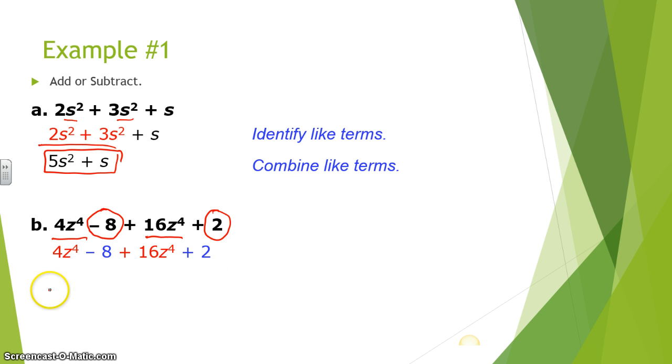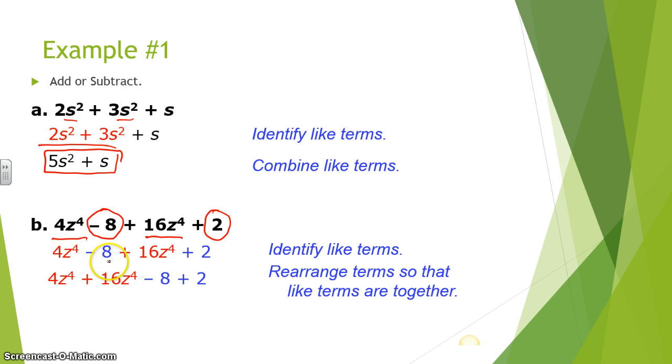So now we're going to combine like terms. 4z and 16z is going to give me, actually before we can combine this, it would be good to rearrange the terms so that they are like together. So notice how we put the z's to the fourth in front and the constants behind. So it just says rearrange the terms so that like terms are together. Here we can combine them. 4z to the fourth plus 16z to the fourth is 20z to the fourth, and -8 plus 2 is going to give me -6. So my final answer for this is 20z to the fourth minus 6.